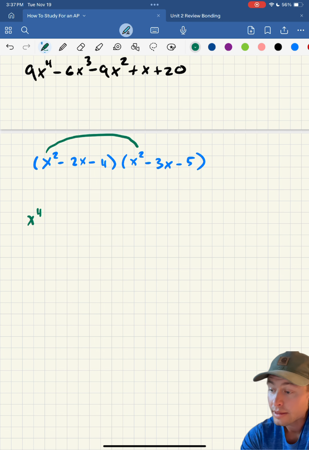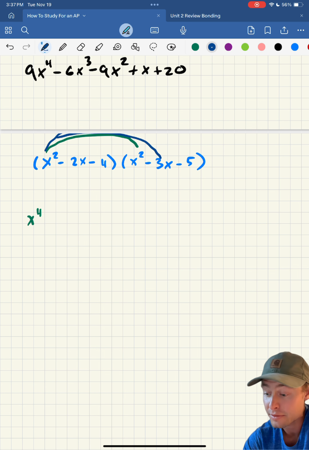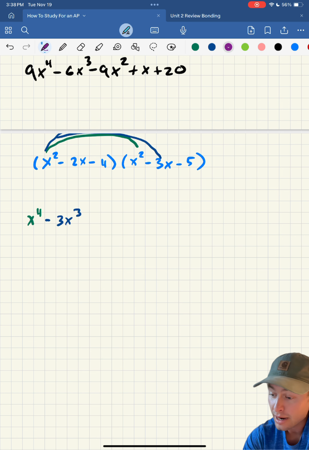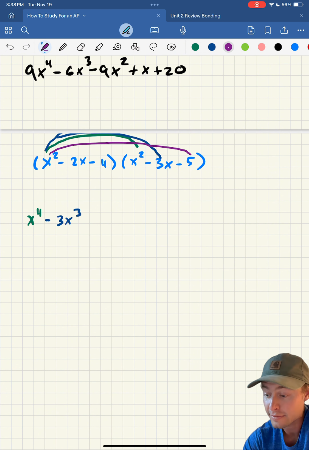Okay. Then you'll multiply the first term on the left by the second term on the right. Okay, so x squared times negative 3x is negative 3x cubed. Then you'll multiply the first term on the left by the third term on the right. X squared times negative 5 is negative 5x squared.